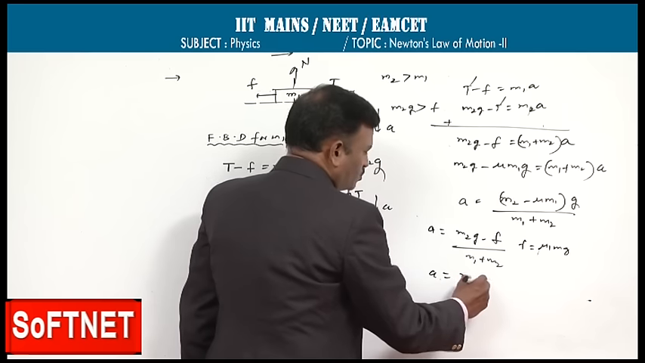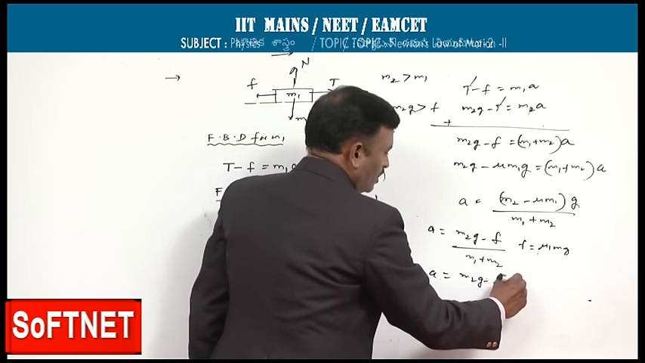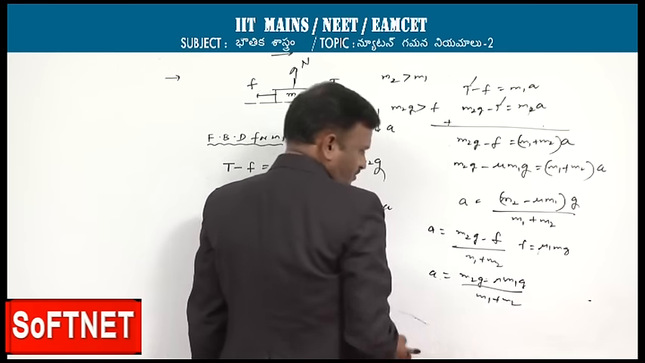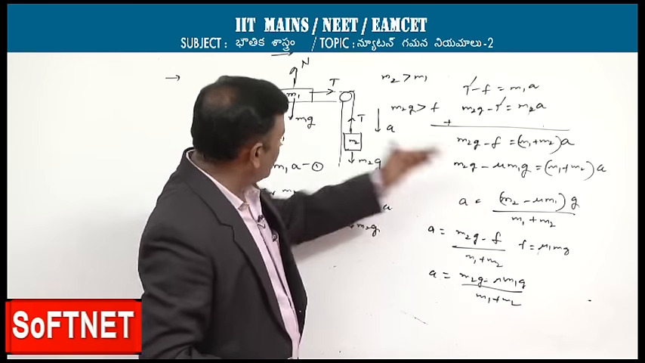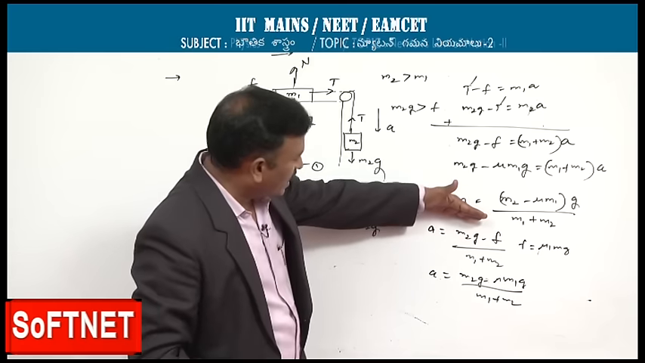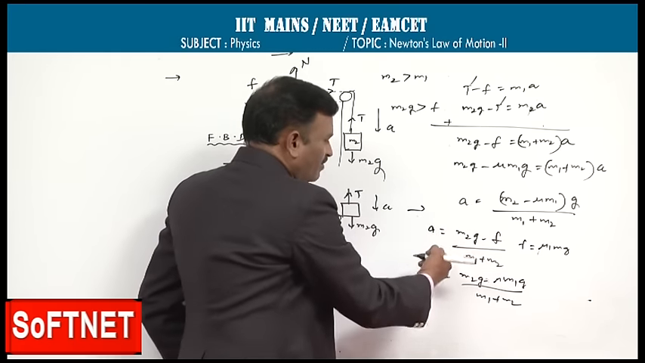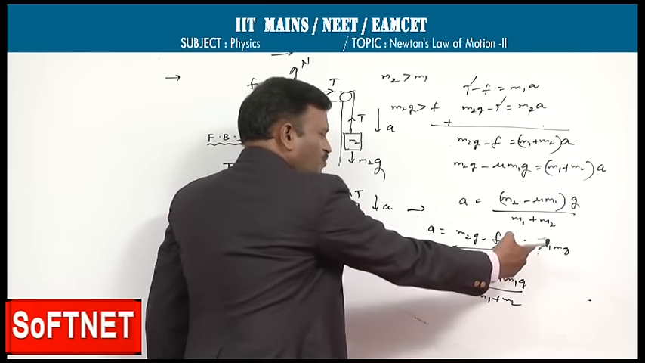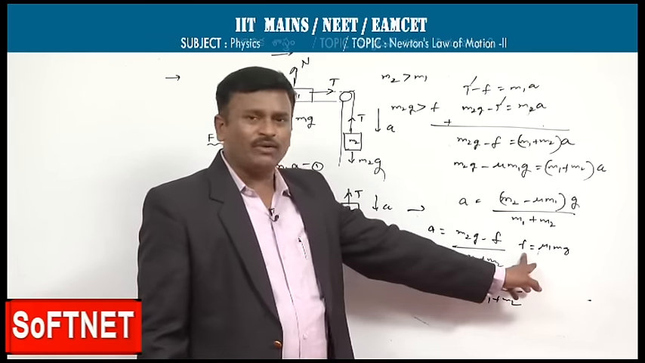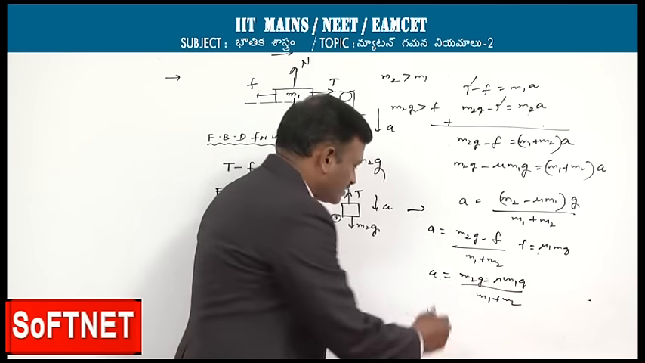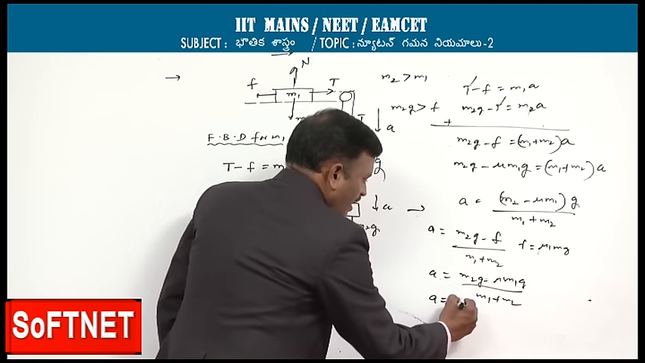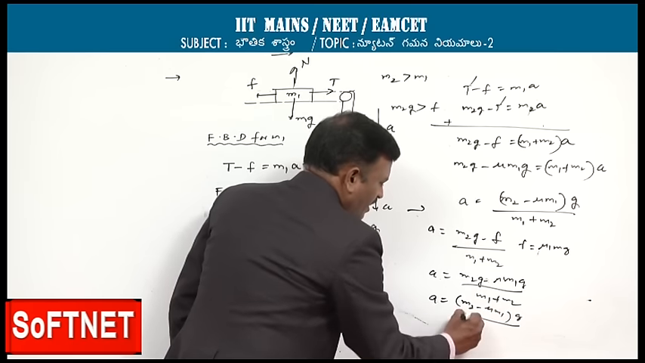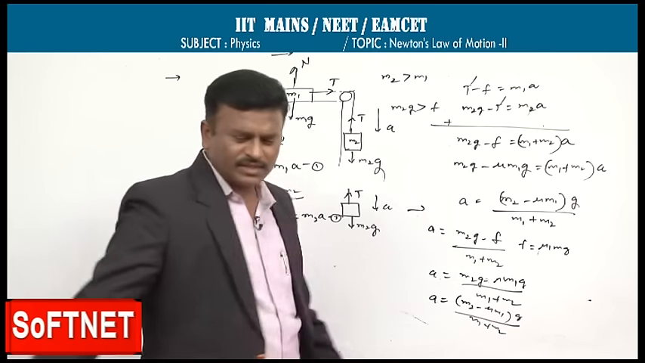So m2g minus mu into m1g by m1 plus m2. See one step here, instead of deriving the free body diagram also, directly from here we can obtain m2g minus frictional force by m1 plus m2. From there, by substituting the frictional force value over here, then we can get the same value like m2 minus mu m1 into g by m1 plus m2 only. The same thing will be obtained.